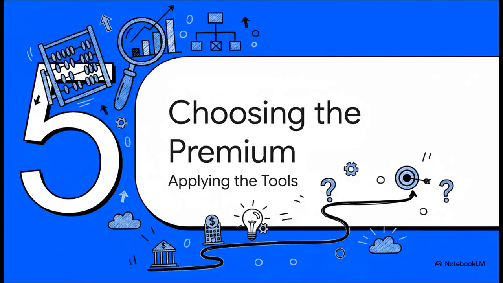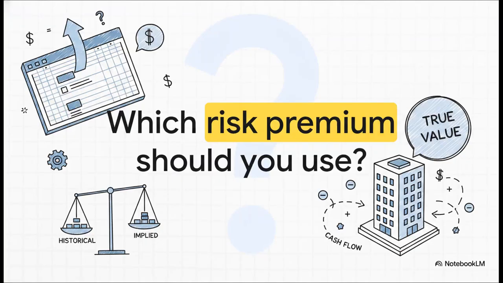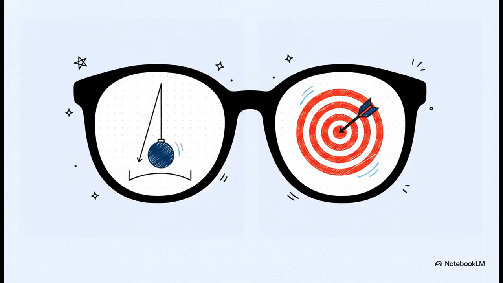Bringing it home with Section 5, choosing the right premium, applying the tools in practice. So you're sitting in front of your spreadsheet. The cursor is blinking. Which of these equity risk premiums should you actually use in your valuation? Which one is going to get you to the true intrinsic value? It all boils down to 2 key things: your personal market views and your valuation mission. If you genuinely believe that markets are prone to making huge, aggregate mistakes and eventually mean revert back to historical norms, then you should absolutely stick with the historical premium. But if you think the market is generally pretty efficient at pricing things right now, you should use the implied premium.